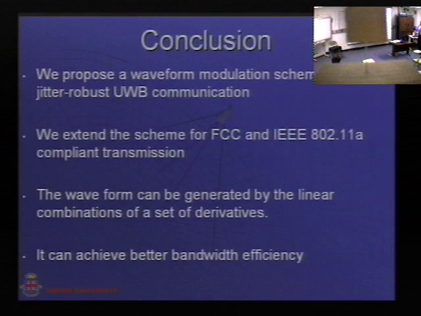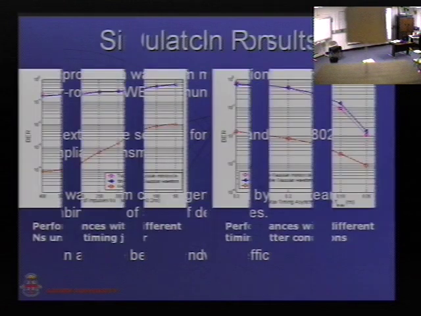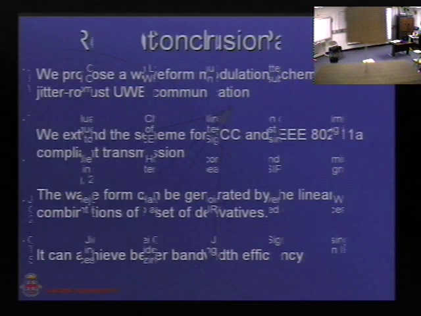So for the first portion of the talk, I conclude here: we propose a waveform modulation scheme for time jitter robust UWB design, and expand it for the FCC and IEEE 802.11 transmission. The waveform can be generated by just a linear combination of the derivatives, and we achieve the same bandwidth as the original one.